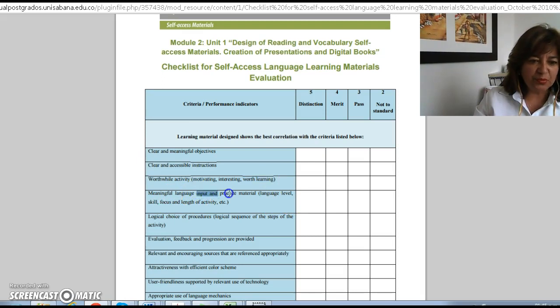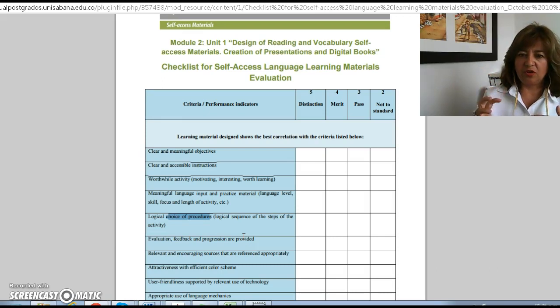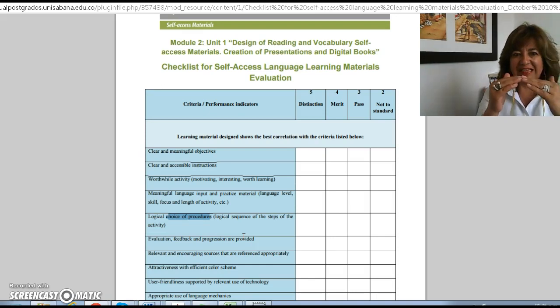Meaningful language input and practice. This is what I call your presentation, practice, and production. So you have to teach students something, and after that, students can practice it, depending on the language level, the skill, etc. Logical choice of procedures. Remember that there are certain activities that are better for the introductory stage, or for the practice stage, or for the last production stage. So try to make those activities a logical procedure.